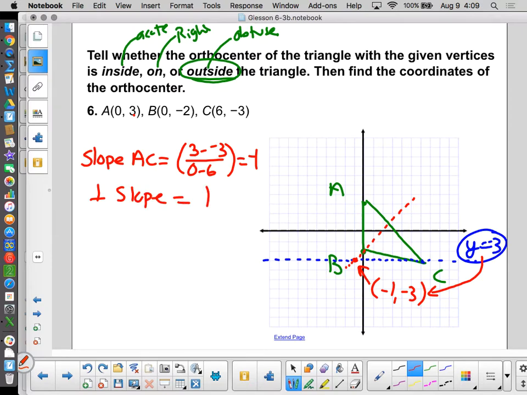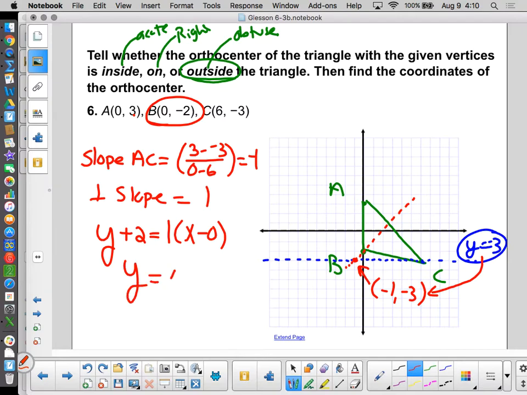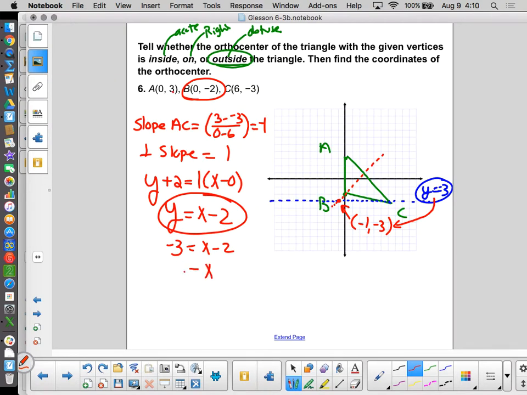That's nice again. How nice is that? And so the equation of that line passing through point B, using B as my point, is y minus -2, so y plus 2 equals slope times x minus 0, or y equals x minus 2 when it's all said and done. Well, I've got to find the point of intersection now. I know y equals -3. -3 equals x minus 2, so x equals -1. And sure enough, my point of intersection, x equals -1, y equals -3, gives me the point (-1, -3). There's my orthocenter.